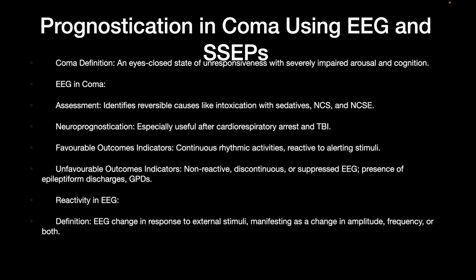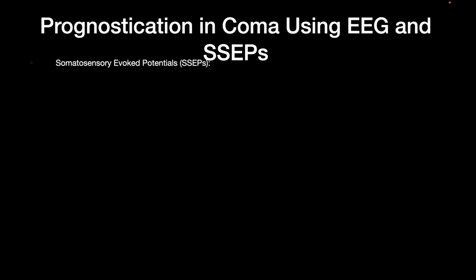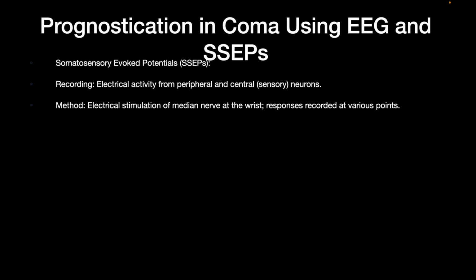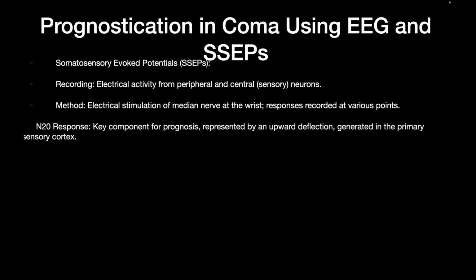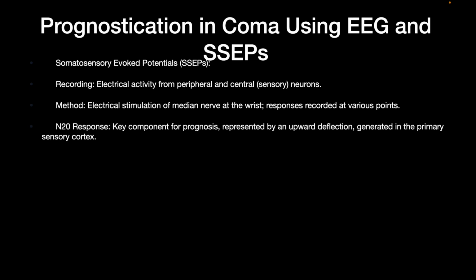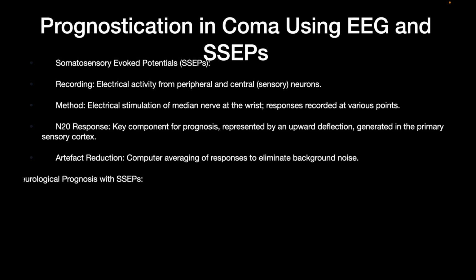Now, reactivity in EEG means EEG change in response to an external stimulus, manifesting as a change in the amplitude, frequency, or both. It is not precisely quantified yet. Now, regarding the SSEPs, it is the electrical activity from the peripheral and central sensory neurons after electrical stimulus of the median nerve at the wrist, and the response is recorded at various points. The key component for prognosis is an upward deflection generated in the primary sensory cortex, called the N20 response. Artifact reduction is by computing the average of responses to eliminate the background noise.